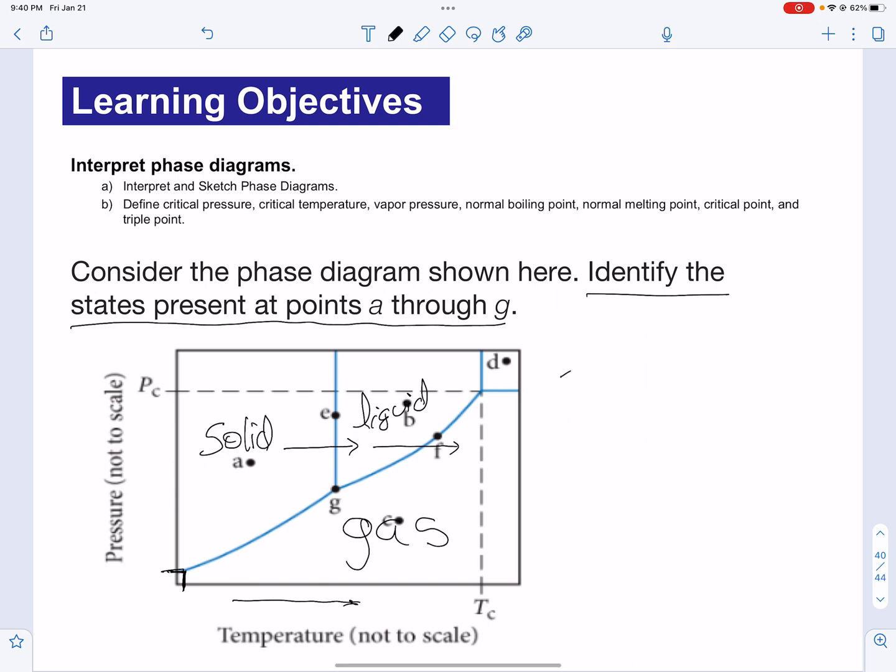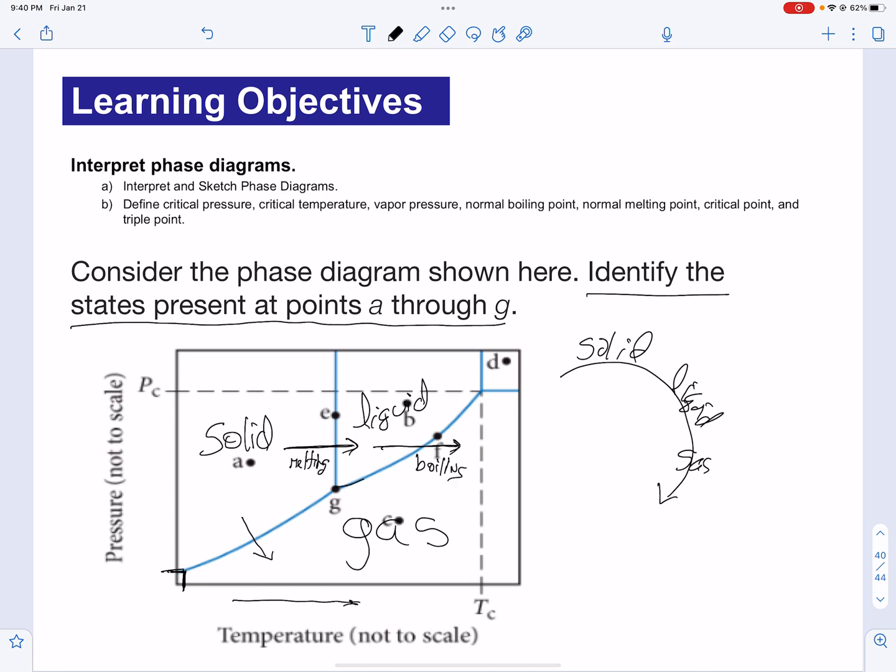So solid, liquid, and gas. And you also have a transition here where the solid goes to gas. On these phase diagrams, we can see this as melting. We can see this as boiling, crossing that line.